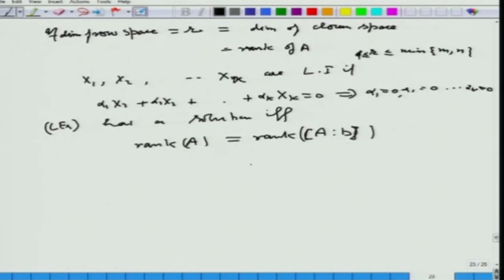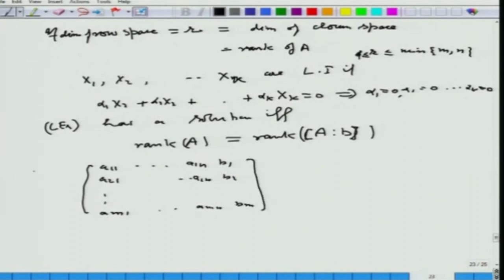So, that means augmented matrix means you have A here, a_11 and so on, a_1n, and then put this b_1 here, and a_21 and so on, a_2n and b_2, a_m1, a_mn and b_m. So, that is the augmented matrix.